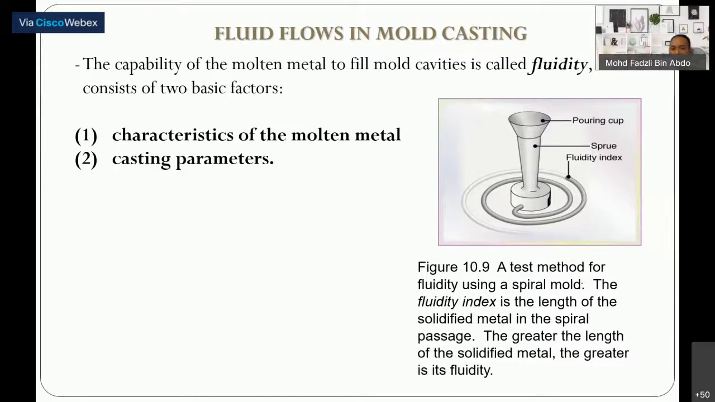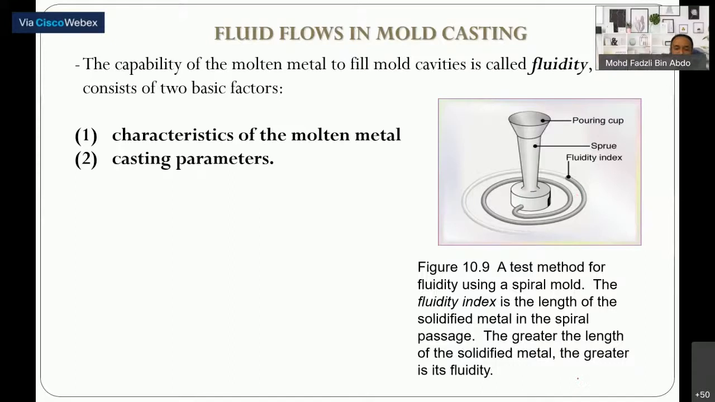Ini adalah contoh, ini adalah test method for fluidity using the spiral mold. Kalau tengok ini adalah macam ubat nyamuk zaman-zaman tahun 80-an 90-an lah. The fluidity index is the length of the solidified metal. Ini adalah test of the fluidity. Maksudnya ni adalah pouring cup, you masukkan molten metal dalam ni. And then kita anggapkan ini adalah cavity. Kita tengok this molten metal ni dia akan memenuhi this cavity.